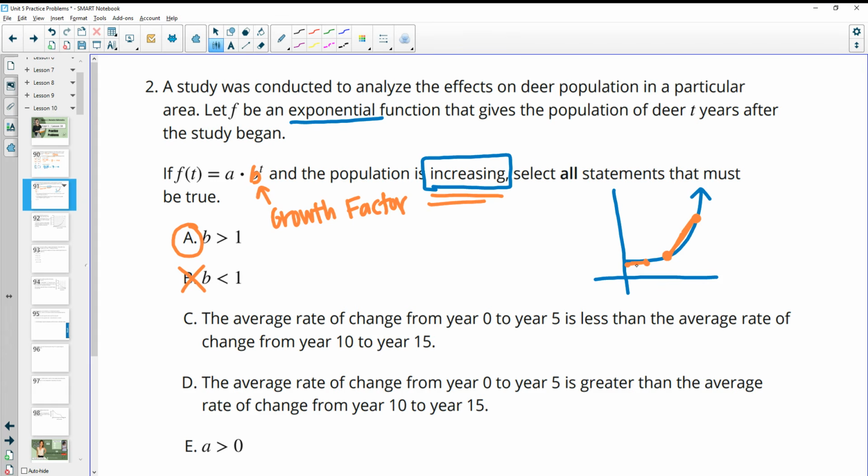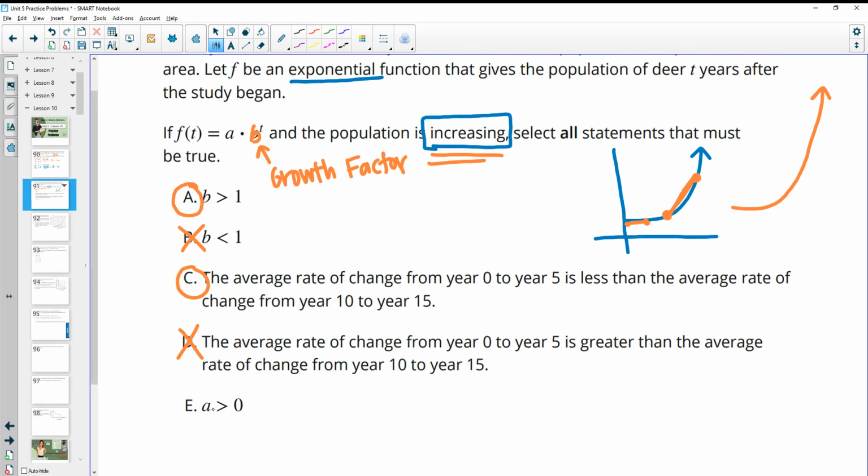And so if you have exponential growth, then the average rate of change is true, that it's less on these lower numbers, right? 0 to 5 versus to the left, it's lower than it is to the right because it's increasing. So that slope is getting steeper as the numbers get bigger. So C would be good, D would be bad.